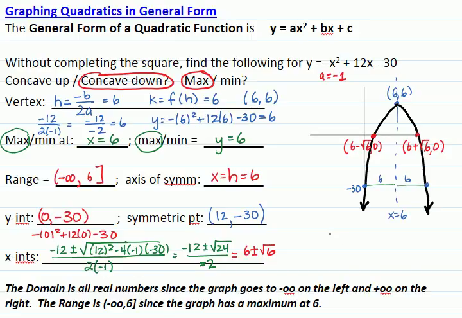And to wrap it up, let's also state that the domain is all real numbers, since our graph goes from negative infinity to infinity and there are no denominators in our equation, and the range again is from negative infinity to our maximum value, which was 6 for the y.